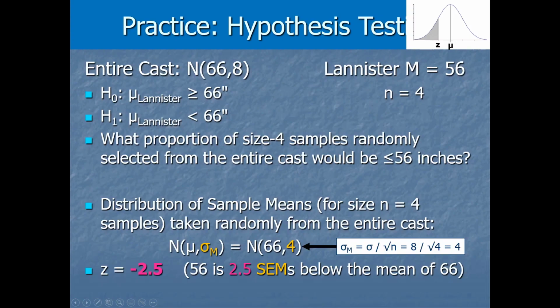So we had 56 as our sample, which is 10 below 66, right? How many steps is that? Being 10 below means 2.5 steps of 4. 2.5 steps of our SEM, right? So our sample is 2.5 below. That's a negative 2.5 for the z-score. It's 2.5 z-scores below the middle of the distribution graph.